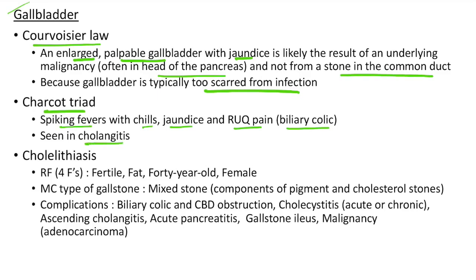Charcot triad is seen in cholangitis. Now let us see about cholelithiasis. Risk factors can be remembered by the mnemonic 4F, that is fertile, fat, 40 years of age and female. The most common type of gallstone are mixed stones which have components of pigment and cholesterol stones.